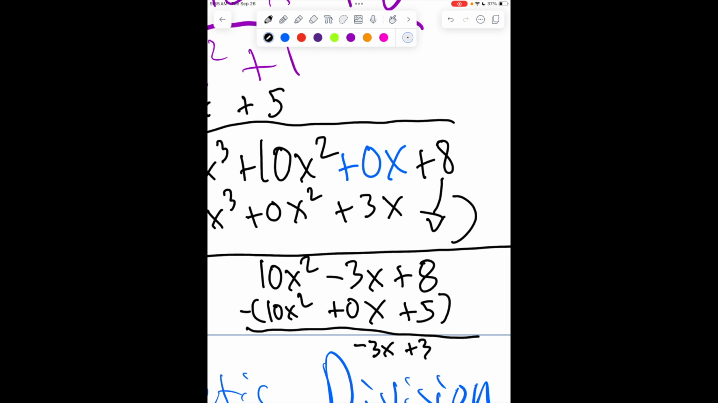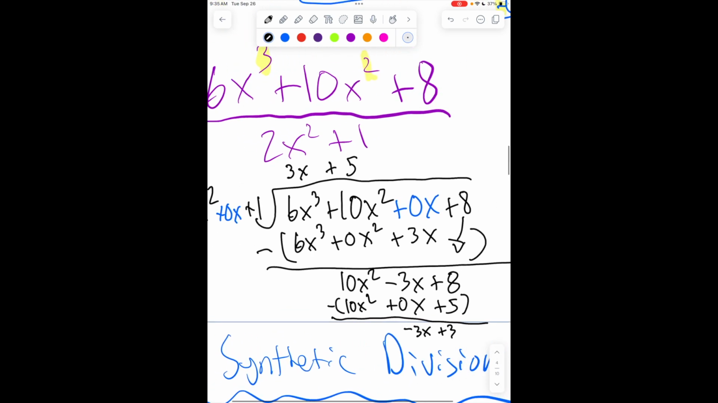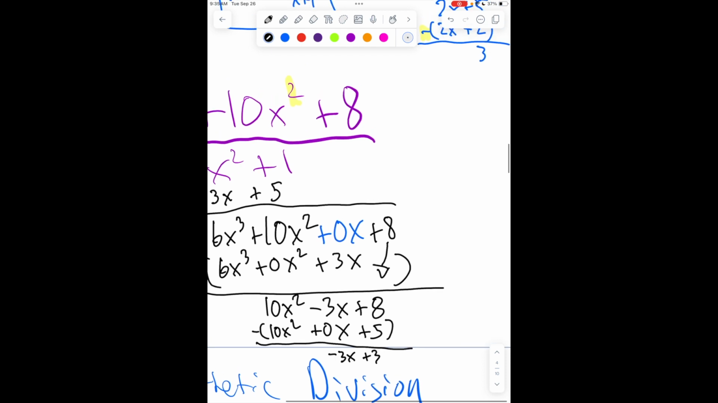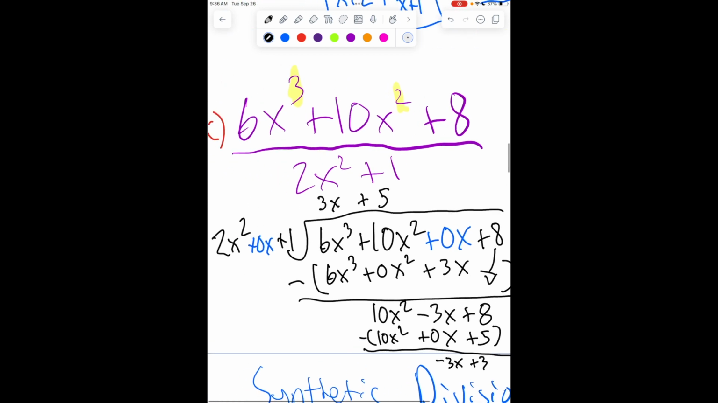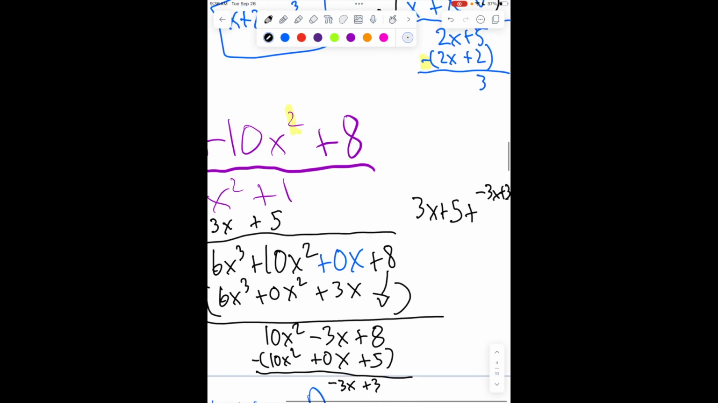I got to take my remainder and add it into my final answer. So my final answer is going to be 3x plus 5 plus my remainder of negative 3x plus 3 all over 2x squared plus 1. This is my final answer.